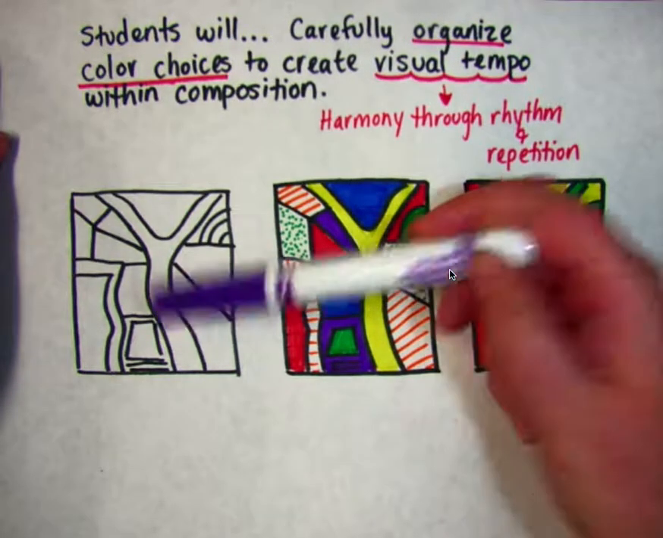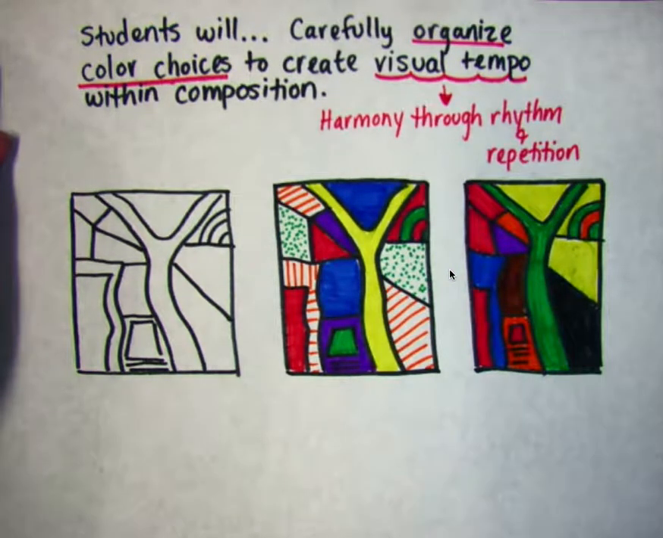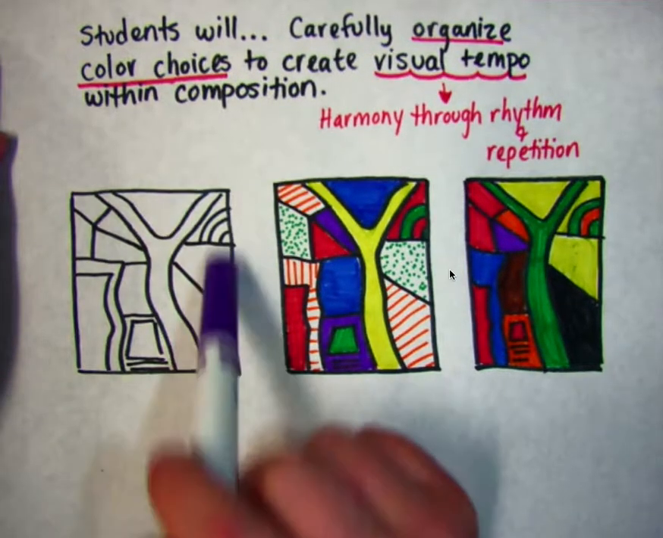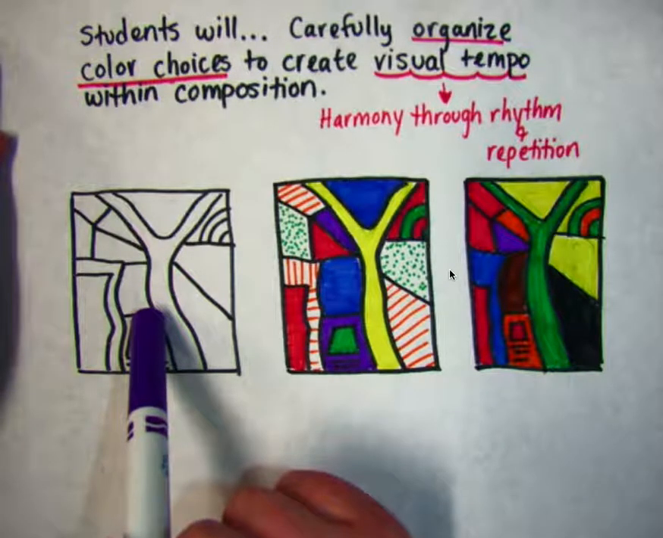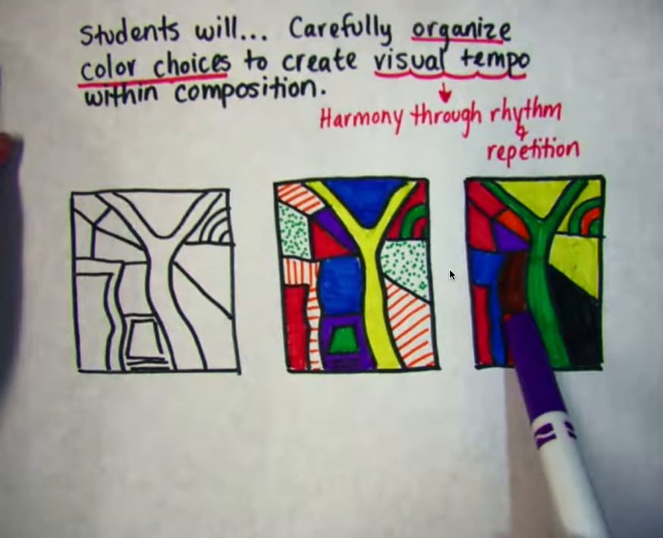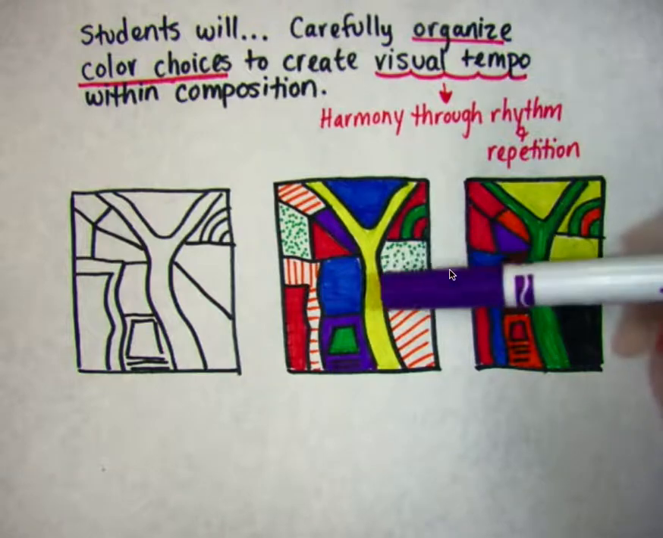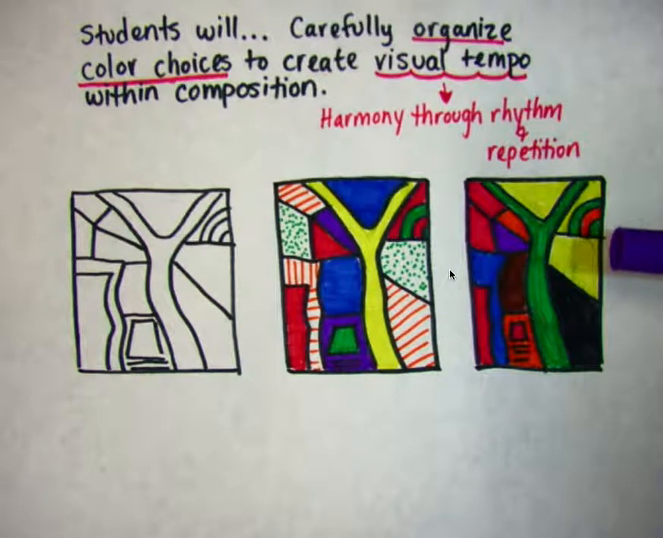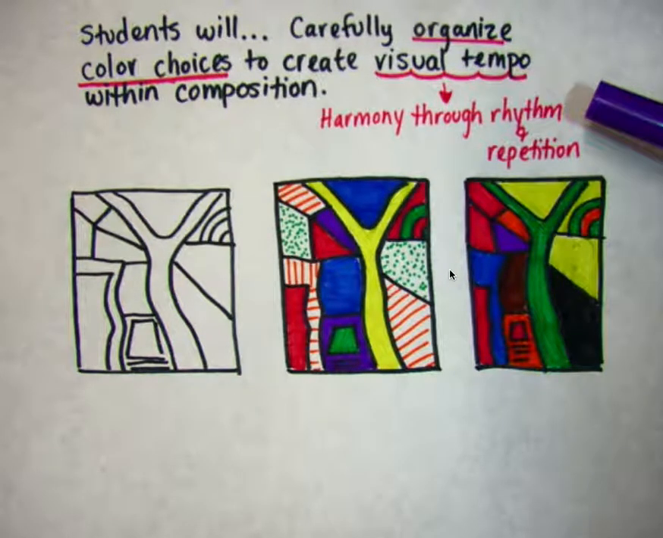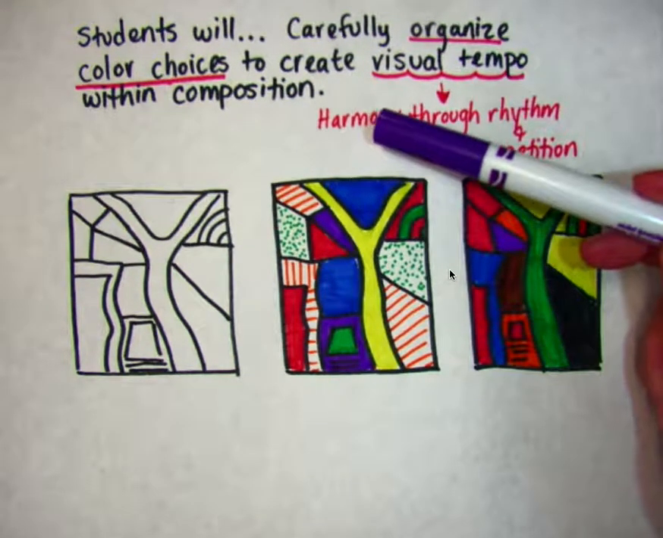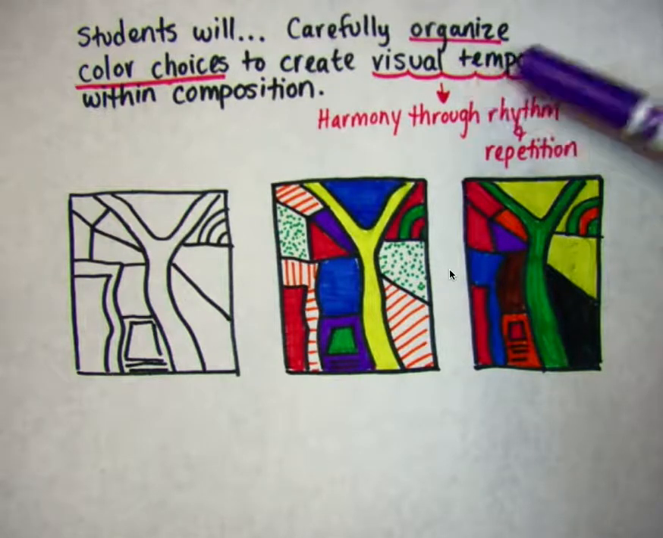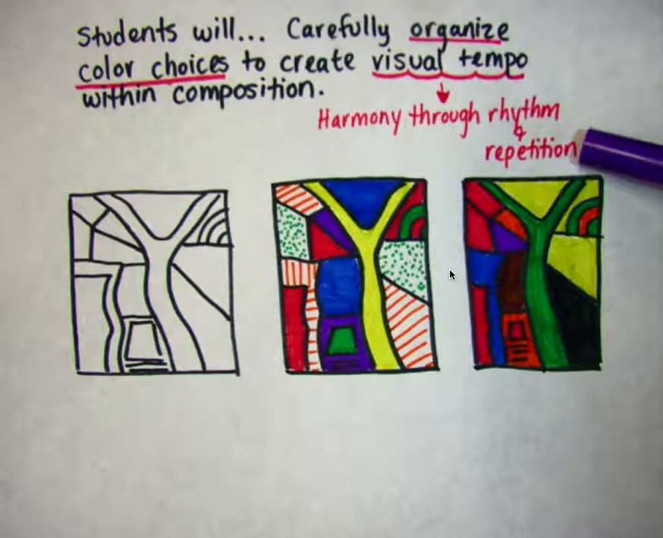So you're going to carefully organize these color choices in order to create visual tempo within your composition. These three compositions are the same. One just shows you the basic lines and shapes that make up the composition, and the other two are what we're comparing. One of them has a strong visual tempo, and one of them does not. Visual tempo just means visual harmony through rhythm and repetition.